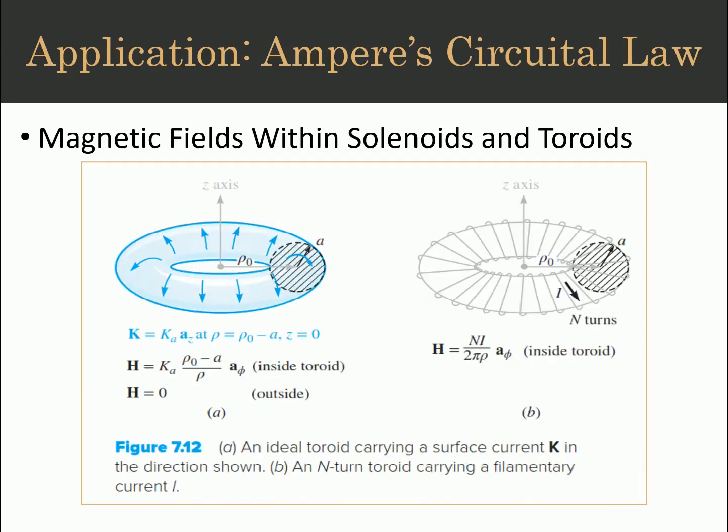Similarly, finally, we can apply Ampere's law to find the magnetic field intensity of toroids. Again, on the left, we have a solidified toroid with the radius a. So inside the toroid, we can use this equation. Outside, the magnetic field is 0.